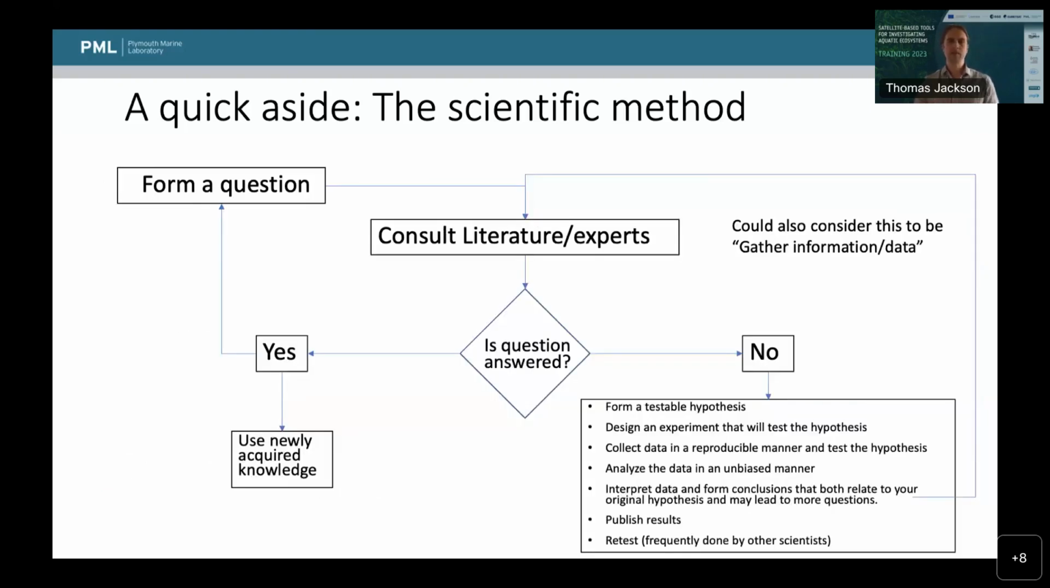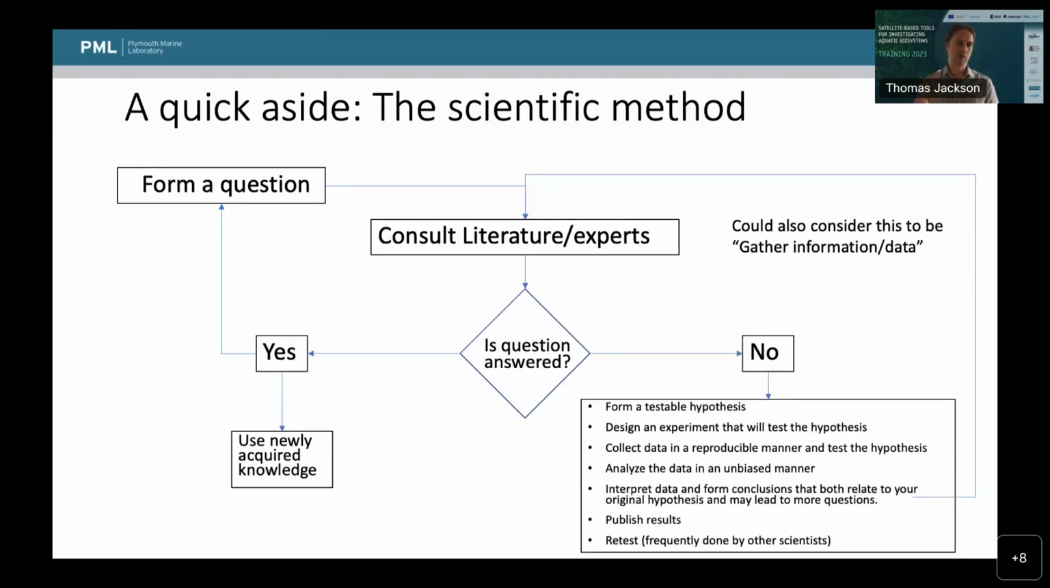By joining and coming to these lectures, you're already in part of this flow. You have questions, you are consulting experts, and through the lectures that we give, seeing summaries of the literature and the current state of the art. Hopefully that's answering some of your questions. So then you're going to the yes path, and you can go and use that newly acquired knowledge.